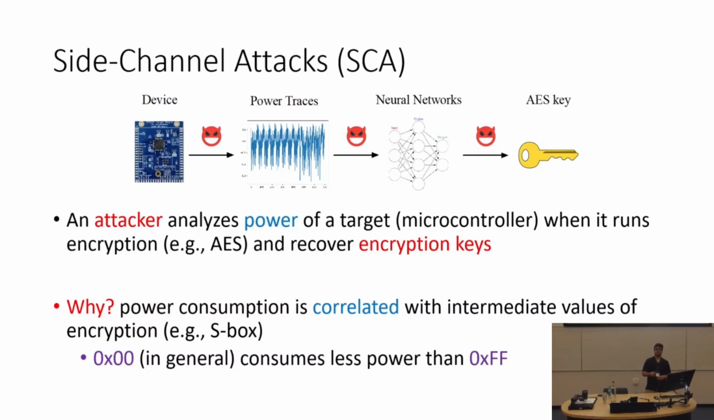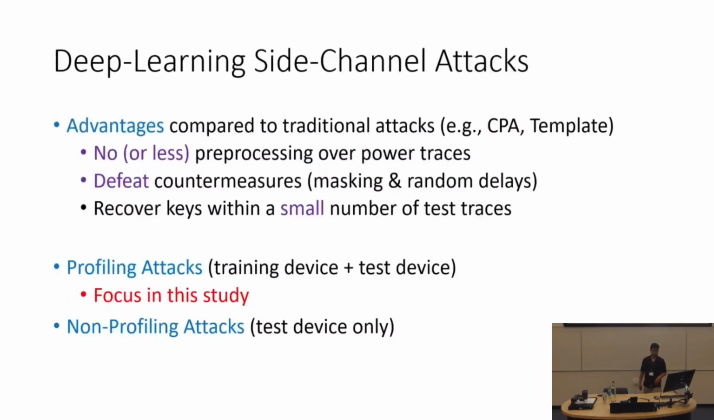Now, you might be wondering how and why is this possible? That is because power consumption is correlated with the intermediate values of encryption. In our study, it's the S box value. In general, the byte 00 consumes less power than the byte FF.